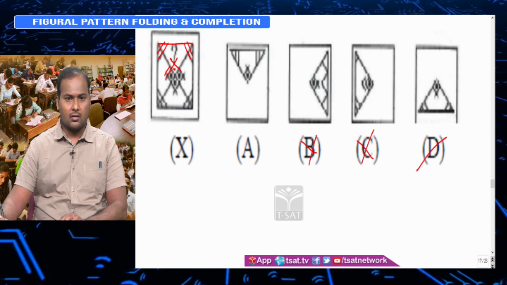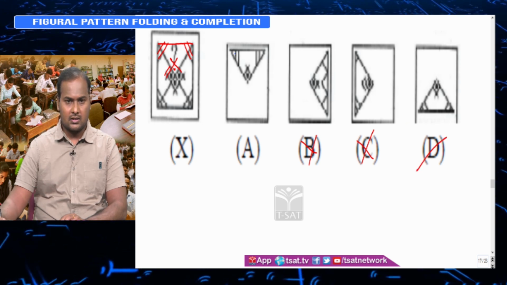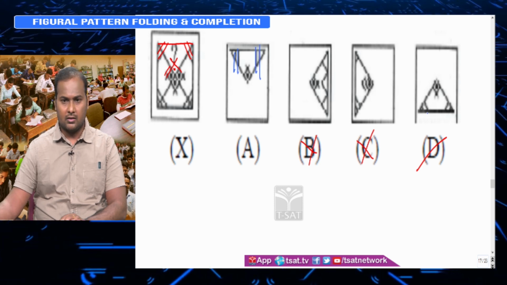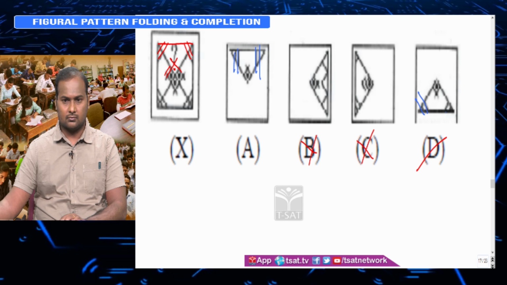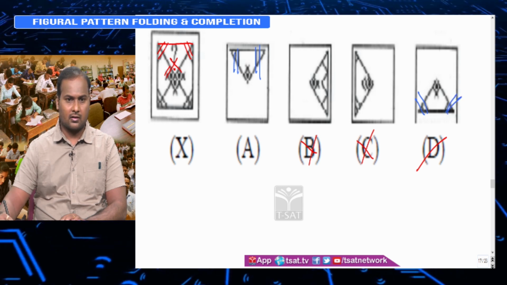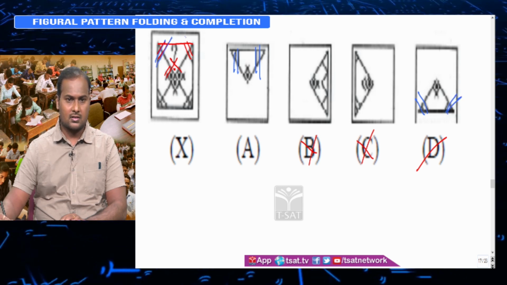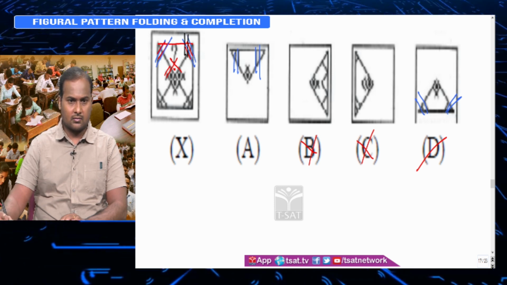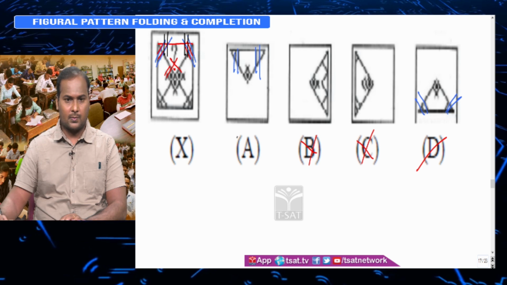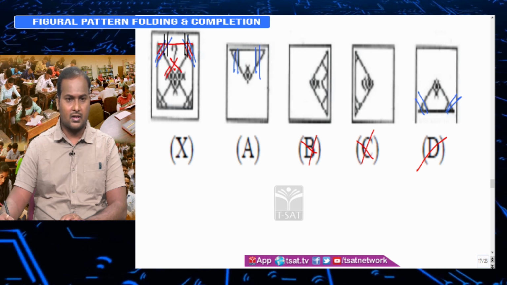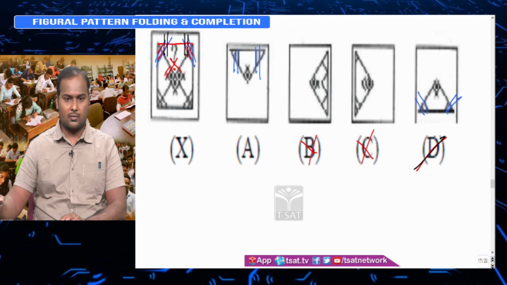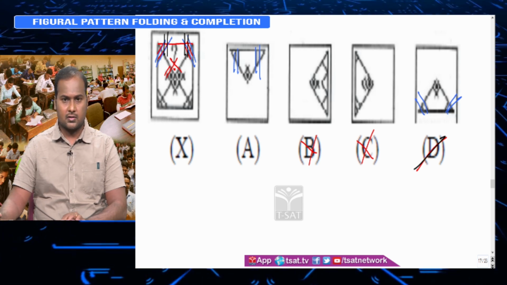Why? See, in case of option A, these lines are straight, and in case of option D, these lines are slant. So obviously you can see here, in this case the lines are slant, they are not straight. If these were straight like this, then your answer would be option A, but in this case these lines are slant. Because of these slant lines, the answer is option D.